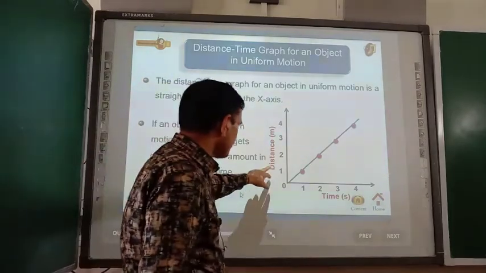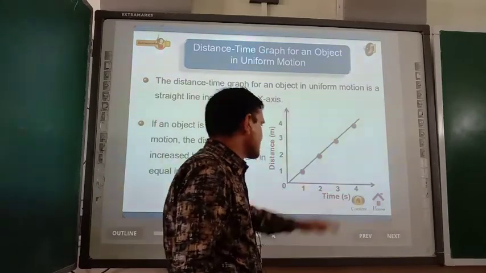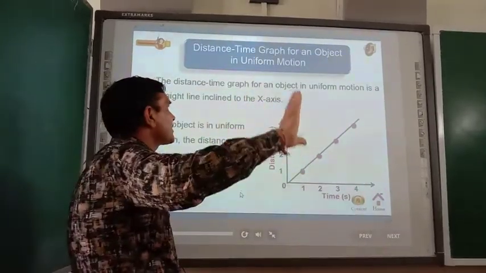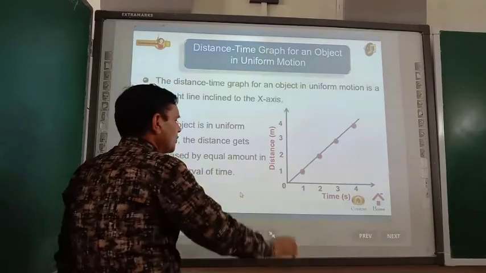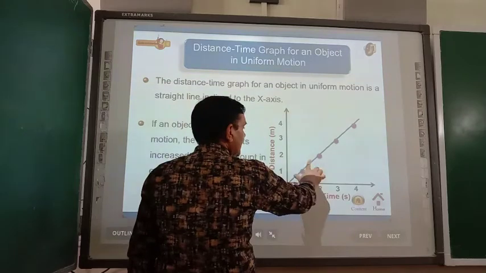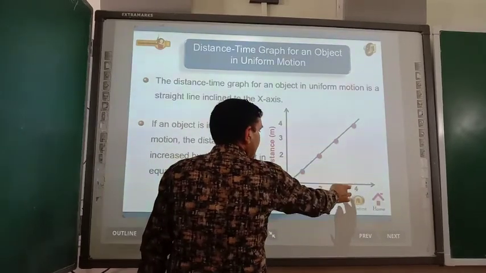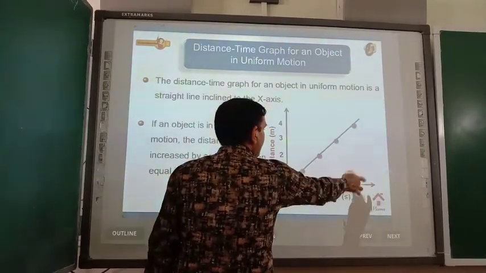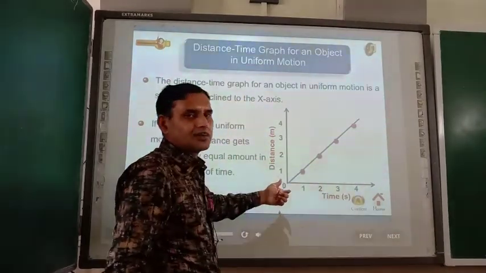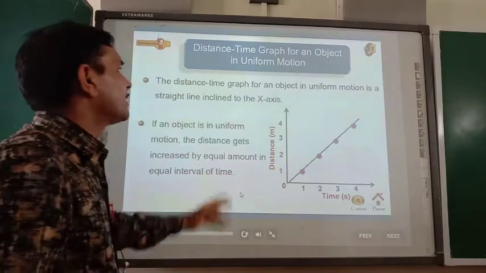Just see here. This is distance in meters. This is time in seconds. Now try to understand. The object is moving with constant speed, uniform motion. It travels 1 meter when time was 1 second, 2 meters when time was 2, 3 meters when time was 3, and 4 meters when time was 4. It depends upon the scale which you have chosen. This time is in seconds, so 4 seconds. So this is a kind of uniform motion.